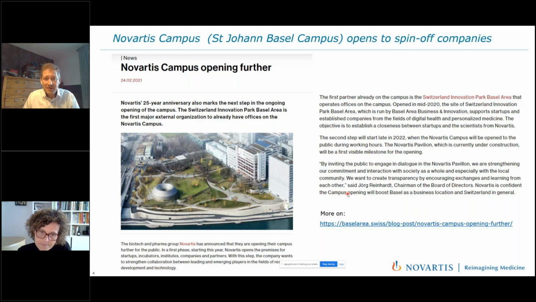And since the 1st of November last year, the Saint-Johann Basel campus, where Novartis has its headquarters, has been opening its doors to startups and to companies fostering innovation. And this went together with the building of this really nice pavilion.